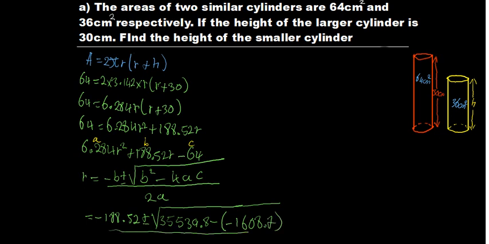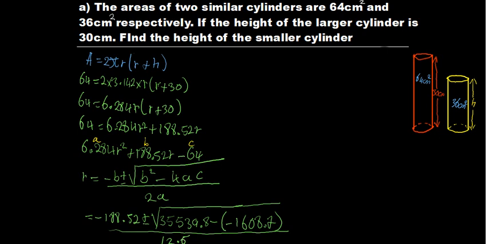Okay, just try to squeeze it in there. So 2 multiplied by 6.284, what you're going to get is 12.5. Let me just say 12.6. We round it off to one decimal place.